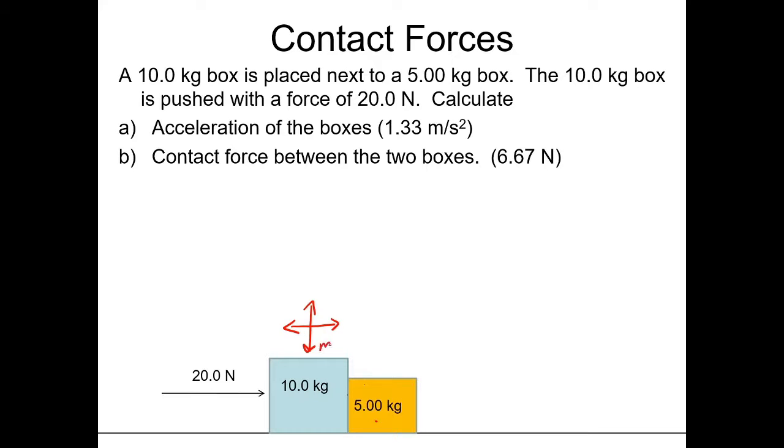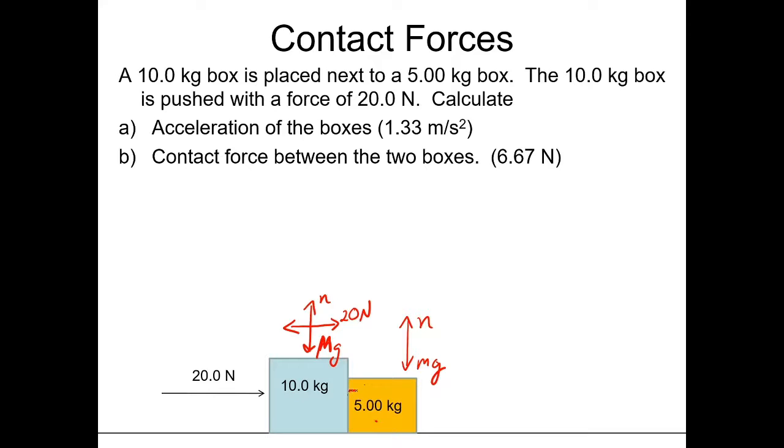So the 10 kilogram box has an mg. In fact, since it's heavier, let's make that a capital M. I like that better. And then a normal force. We're pushing on the box with 20 newtons. Now that 20 newtons is to the right, so I'm going to put it right there. Now hold off on that other force for just a second. Now we'll move over and do the free body diagram with the 5 kilogram box. Well, mg goes down, and I'll use little mg, and normal goes up.